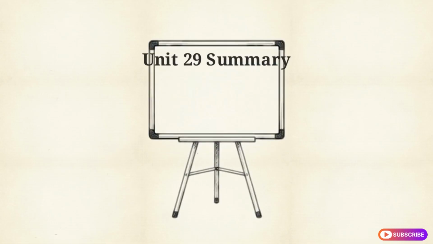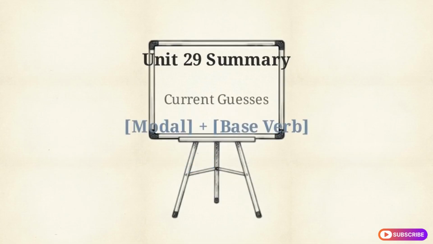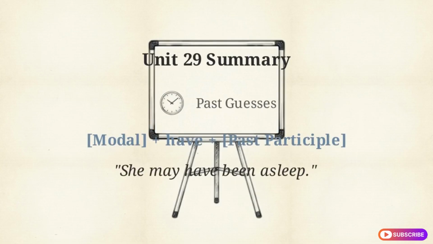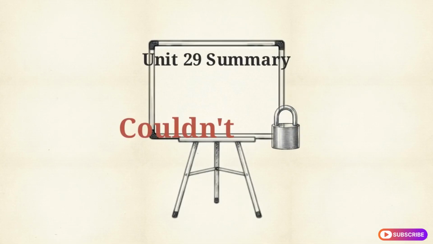Let's lock in the core rules from Unit 29. First, may suggests a higher likelihood, while might is less likely. Second, for current guesses, use the modal plus a base verb. Third, for past guesses, use the modal plus have plus the past participle. And finally, use couldn't when an event is entirely impossible.